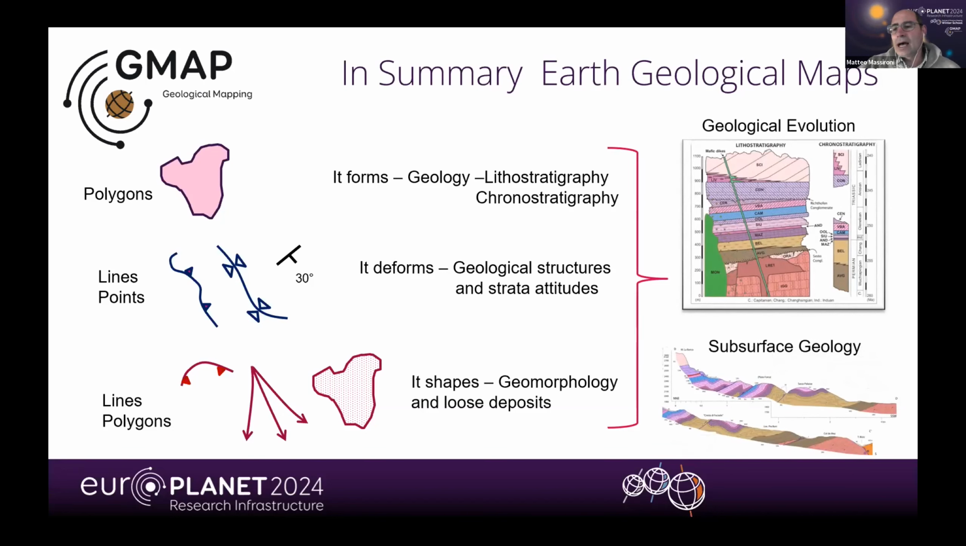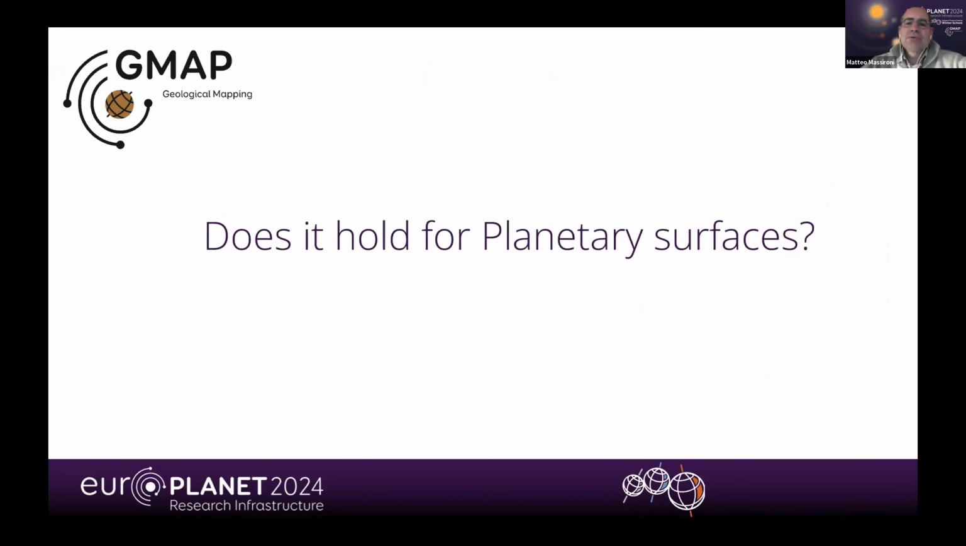enable us to have the idea of the stratigraphic column that gives us a clear idea of the geological evolution during the formation process, and we can even infer the subsurface geology that is strongly dominated even by the deformational processes. So from a geological map, we can understand the geological evolution of the territory and the subsurface geology. So the main point here is, does it hold for planetary surfaces? Can we apply the same concept for planetary geological maps?